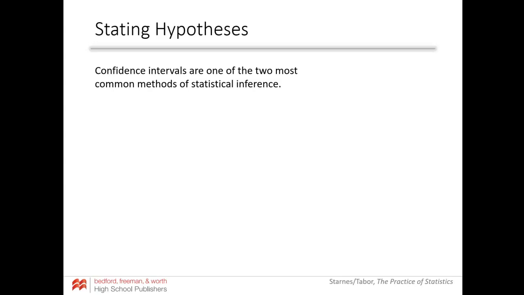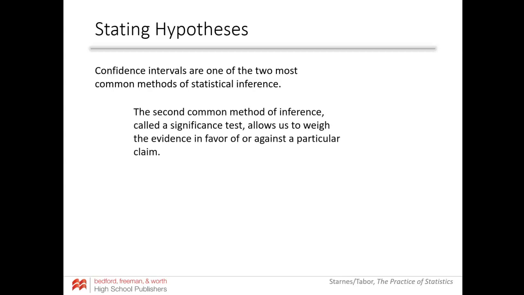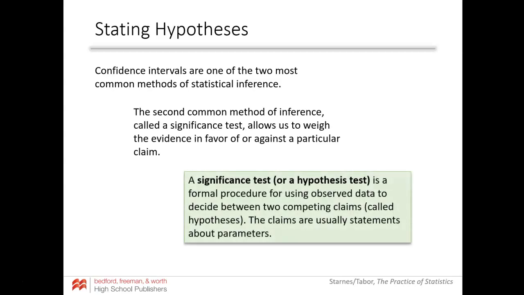So confidence intervals are one of two most common methods for statistical inference, and the other one is a significance test. That's going to allow us to weigh the evidence in favor or against a particular claim. So as we start talking about these, I think a really great example that you can pull from your everyday life is a jury verdict of guilty or not guilty.